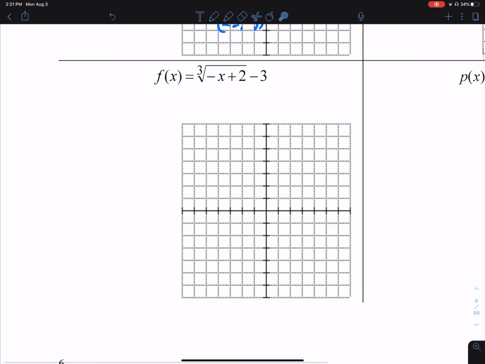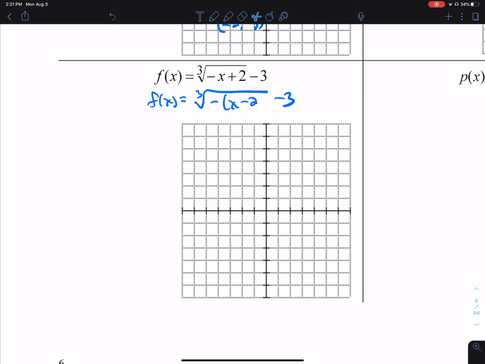This next one, you've got to be super duper careful whenever the coefficient of x is not 1. We need it to be 1. I am not exaggerating. We need it. So this is the cube root of negative x minus 2. Then we're subtracting 3 on the outside.